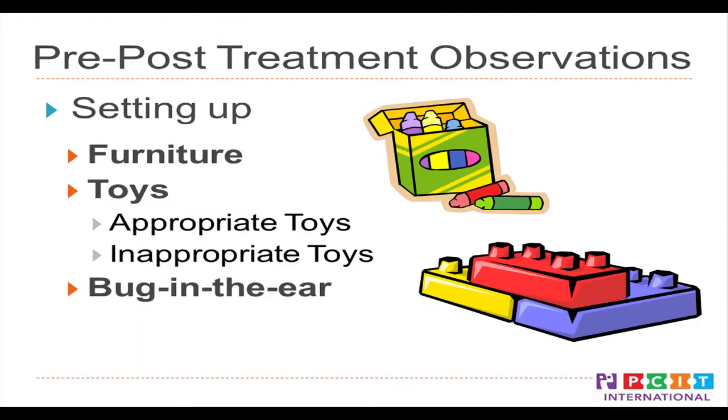that we can help. In terms of setting up the observation, you're going to set up your room similar to a PCIT session. You want to have a table and some chairs. You want to have toys, and the toys that you pick out are going to be the same sorts of toys that you pick out for PCIT. And then you want to have the bug in the ear, if that's available, so that you can give the parent the instructions for the interaction without the child overhearing.